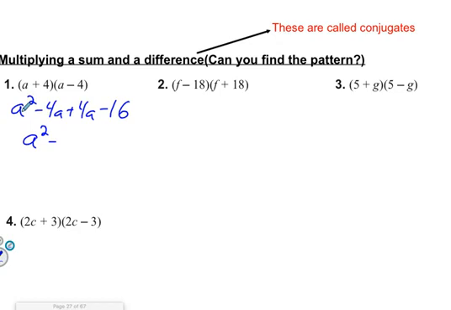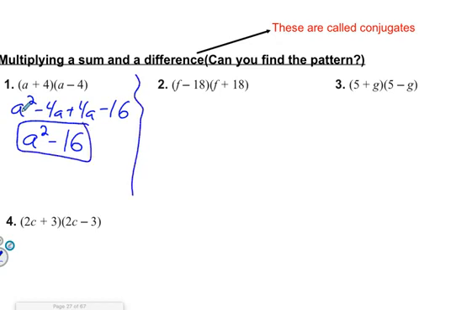What's negative 4 plus 4? Hang on. What's negative 4 plus 4? 0. So then I shouldn't have any a's. And then what do I have? Yep. So a squared minus 16 is where we should have ended up there.